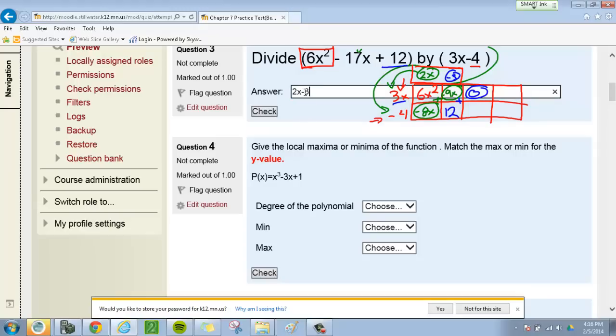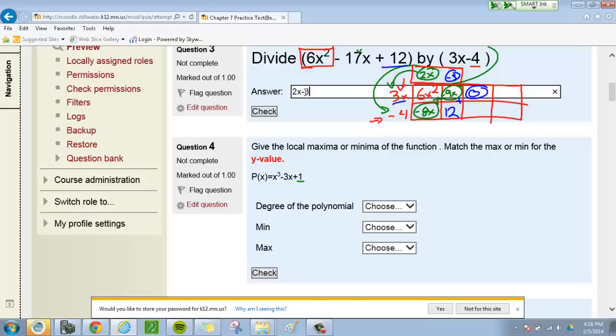So here we got question 4. Give the local max and minimum of the function. Match the max or min for the y value. Okay, so first it says, what's the degree of the polynomial? Well, the degree of the polynomial is determined by the term with the highest power, and it's just that power.